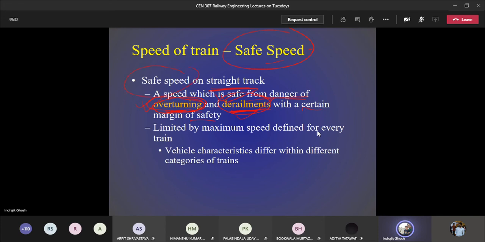Now safe speed, again, is limited by the maximum speed defined for each train. When you have a particular steam engine or diesel engine with less horsepower, or less power in terms of any unit, you do not expect that you will be able to travel at a high speed. So this is limited by the maximum speed defined for each train. You do not expect the same maximum speed for each train. Vehicle characteristics differ with different categories of train.